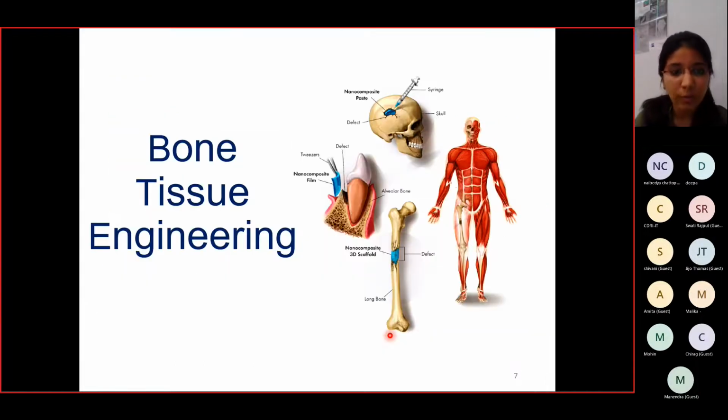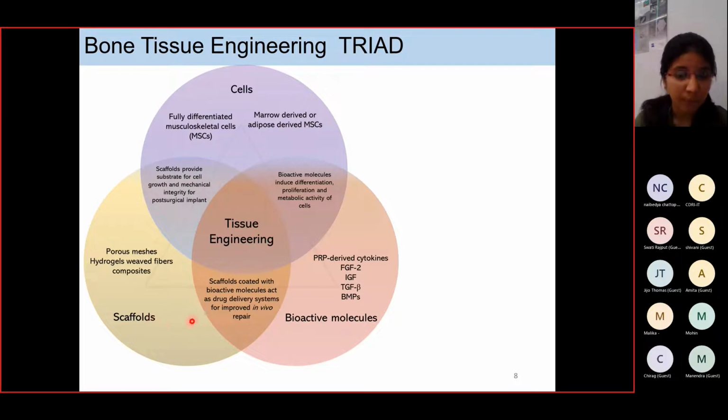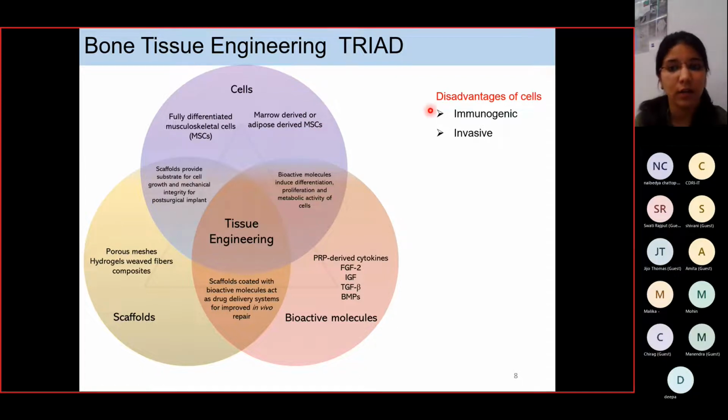So coming to bone tissue engineering, the basics of bone tissue regeneration follow the triad, which is the use of cells, the use of bioactive molecules, as well as the use of scaffolds for the regeneration of bone. Cells vary from mesenchymal stem cells to a variety of MSCs, which can be obtained from various sources. But the disadvantage of cells is that they are highly immunogenic. The culturing techniques are also very expensive, as well as they can be invasive.